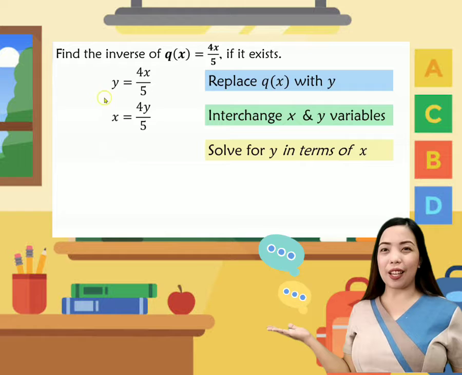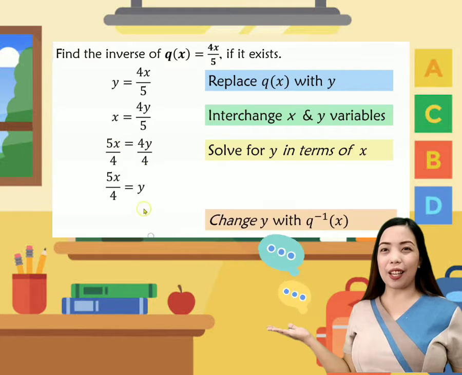To solve for y, let us apply cross multiplication. So we have x times 5, that is 5x, equals 4y. And then we divide both sides by 4. So 4 and 4 here will be cancelled out, and we will be left with 5x over 4 is equal to y. And then we replace y with q inverse of x. So q inverse of x is equal to 5x over 4.